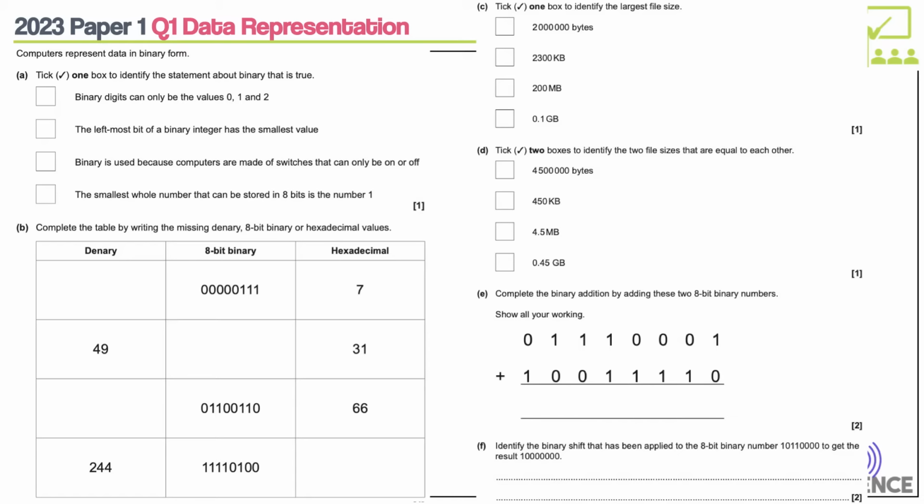At the beginning, this is pretty classic. We're going to start with data representation questions: binary, denary, etc. The first question is having us do a bit of a review. Tick one box to identify the statement about binary that is true.